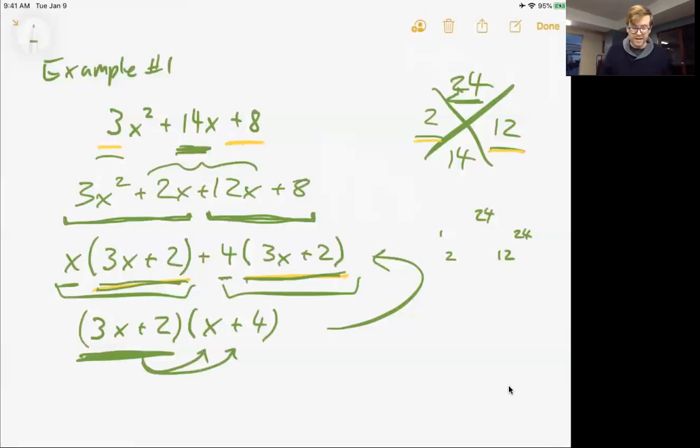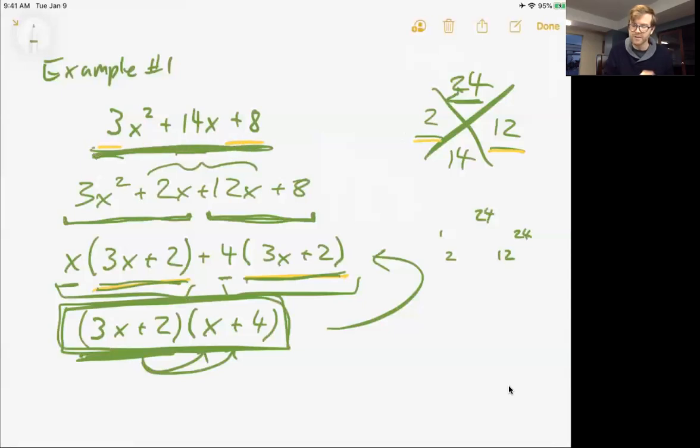We did it. Look, it's two binomials, which when multiplied together equal the thing that we started with, okay? So that was the process.